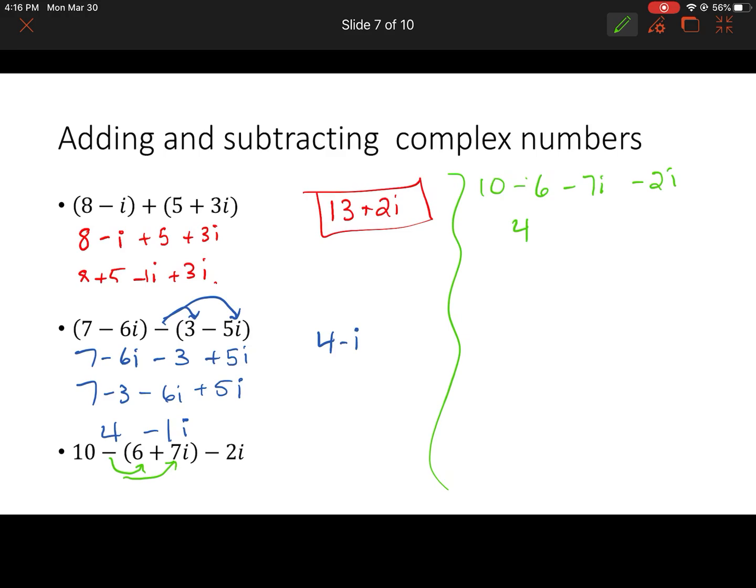10 minus 6 becomes 4. Okay, don't get it confused with the minus 7, don't get it confused with minus 2i. And then we combine these two as well. Negative 7 minus 2. Okay, they're both the same sign. Therefore, you just add up the values and keep the same sign. So 7 plus 2 equals 9. Because they're both negative, they stay negative, and we have that i on there. So this actually becomes 4 minus 9i as our final answer.